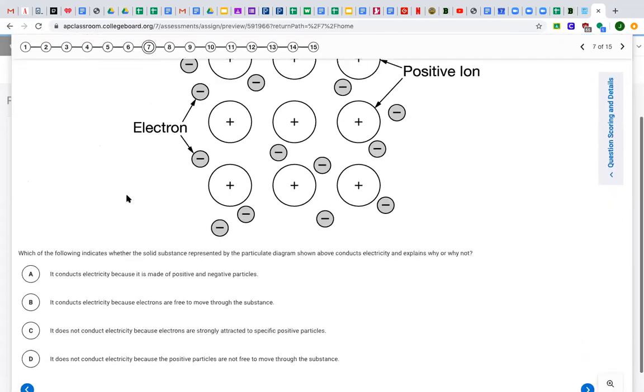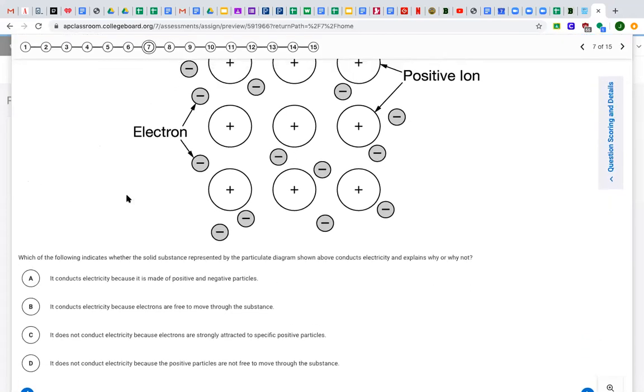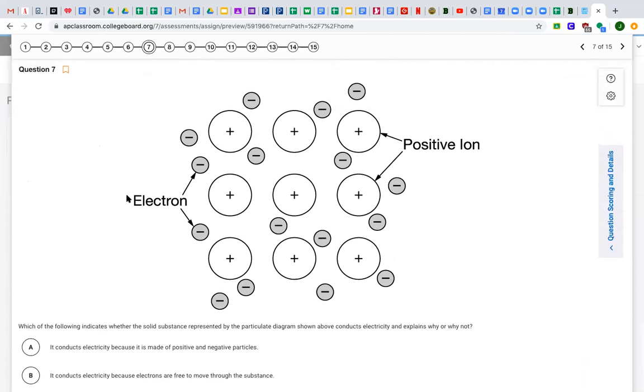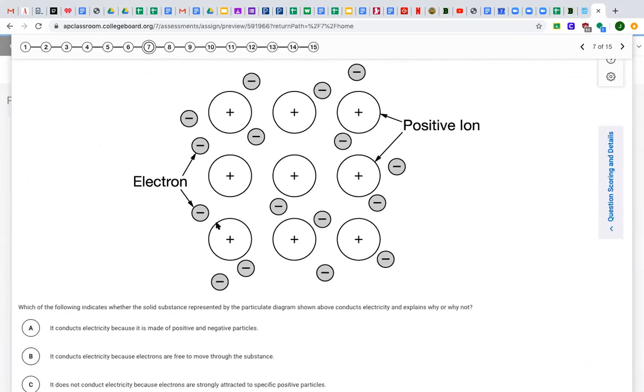Which of the following indicates whether the solid substance represented by the particulate diagram shown above conducts electricity and explains why or why not? Okay, what do we think? I ended up getting B for this one. Got B as well. Yeah, that's right. You can see that the electrons can just move right through. What kind of material is this, guys? Some kind of metal. Yeah. So in a metal, the cations or the positive nuclei stay in place, and the valence electrons are free to move about the material. Okay?